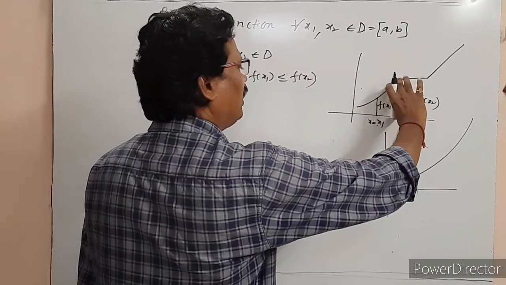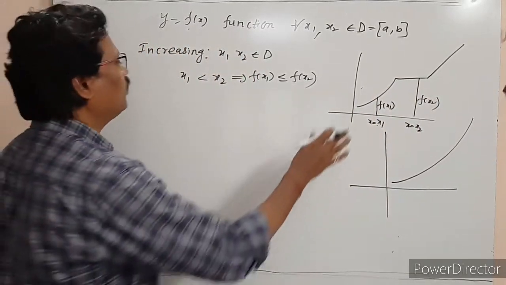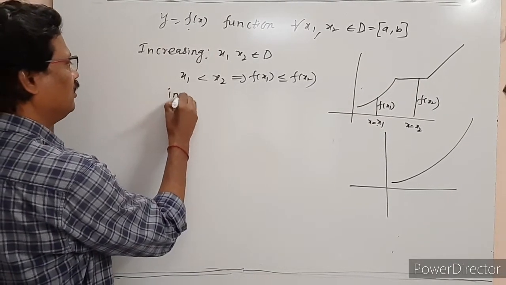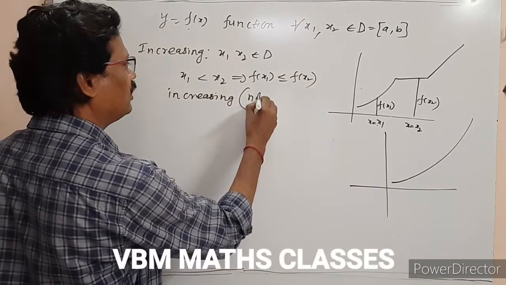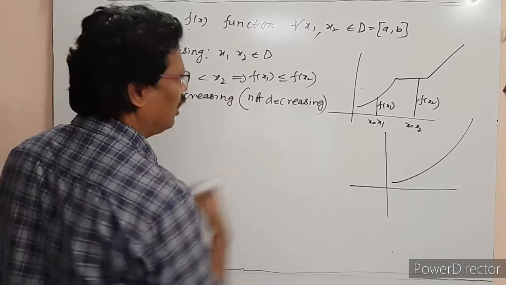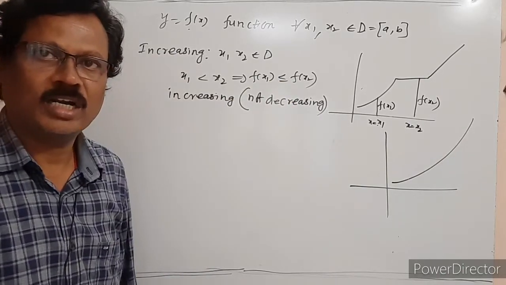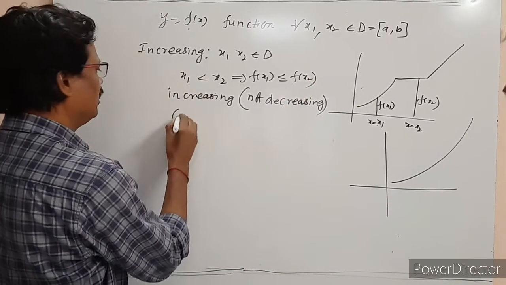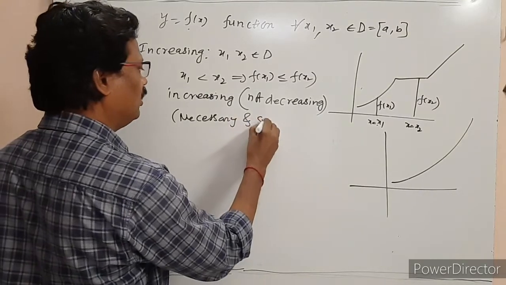Suppose if I take x1 here, f(x1) and f(x2) both may be equal. This is called only increasing, not decreasing. This is increasing, in the bracket, not decreasing. We can say not decreasing. Now what about this condition? This is a necessary condition and also a sufficient condition.